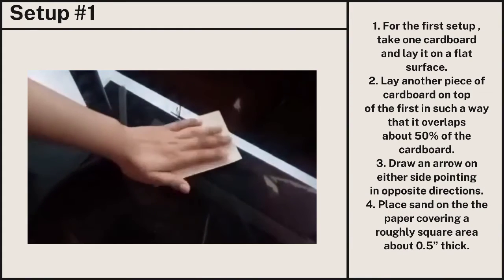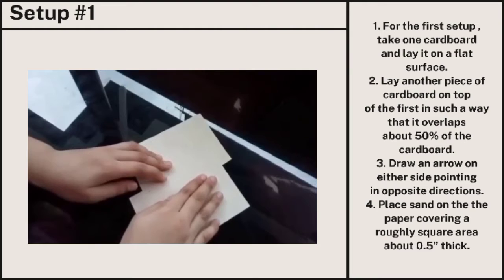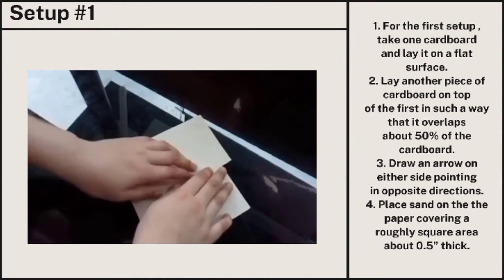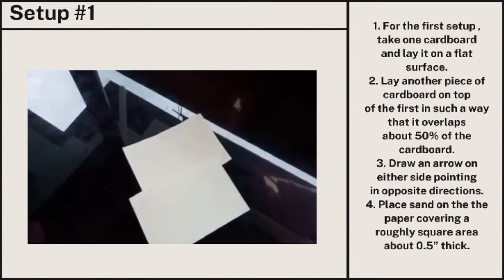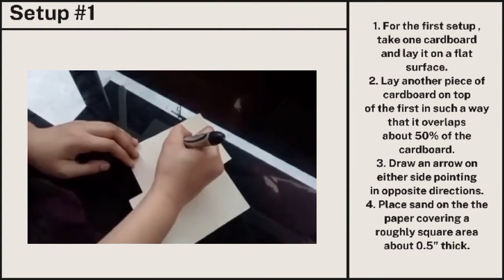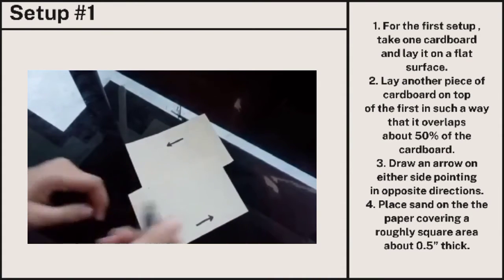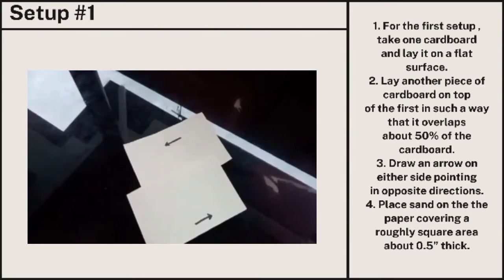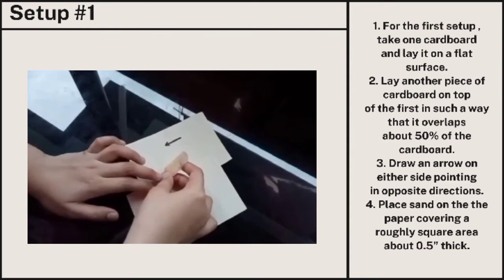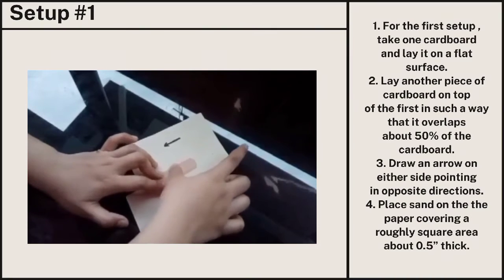Setup 1. Number 1. For the first setup, take 1 cardboard and lay it on a flat surface. Number 2. Lay another piece of cardboard on top of the first in such a way that it overlaps about 50% of the cardboard. Number 3. Draw an arrow on either side pointing in opposite directions. Number 4. Place sand on the paper covering a roughly square area about 0.5 thick.